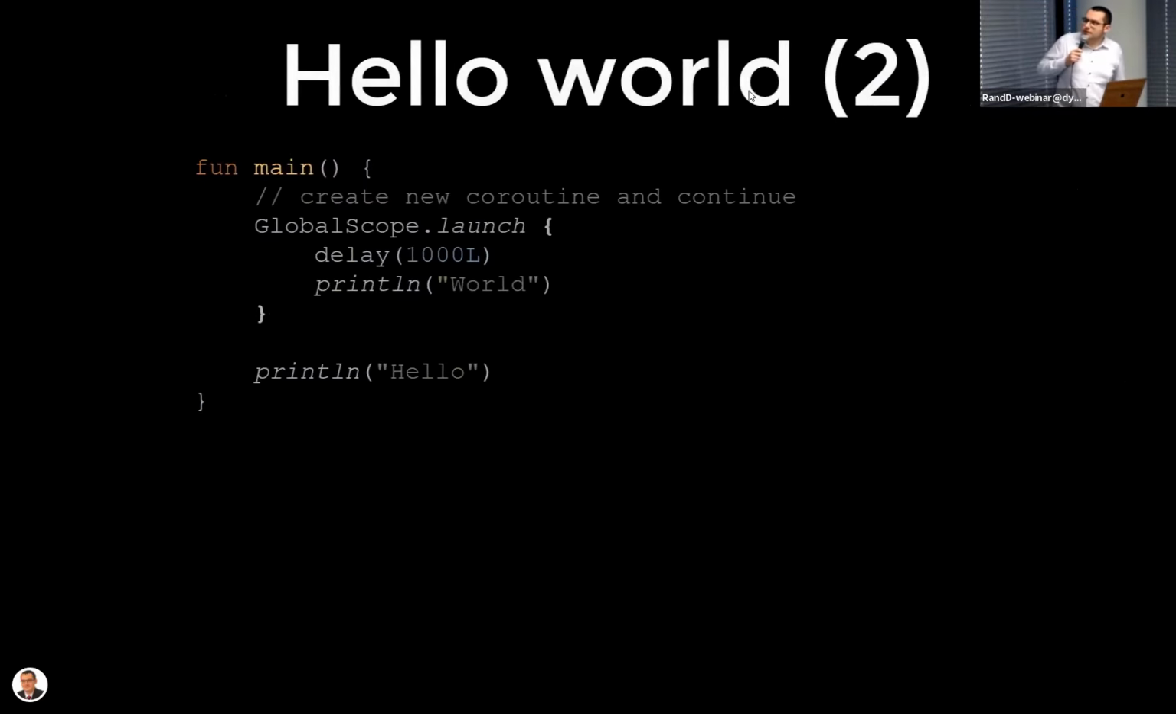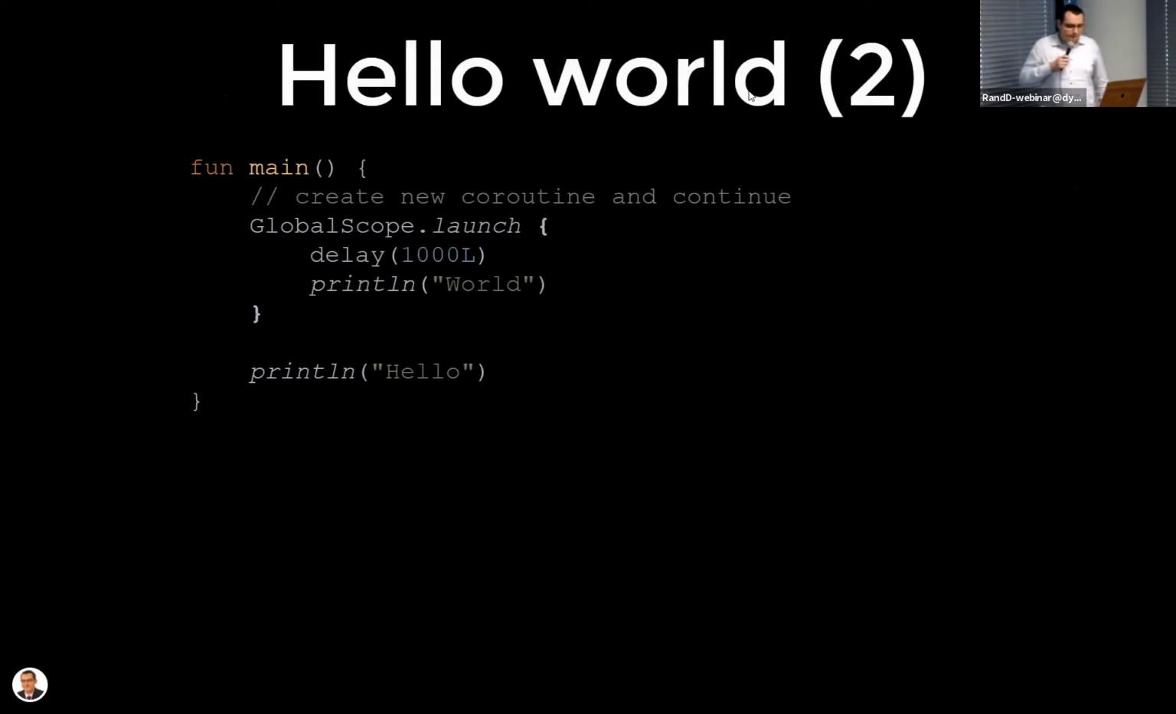Now here we have the Kotlin example, and instead of runBlocking, we'll be using launch, which basically means that we are running something in a run and forget style. We'll run it, and then we'll proceed further with what's in our main function. So kind of like fire and forget. And what do you think would be the result of running this code?